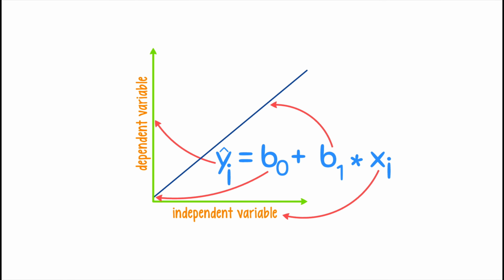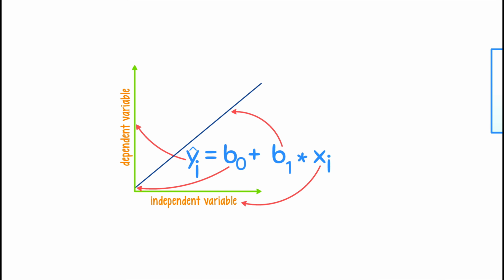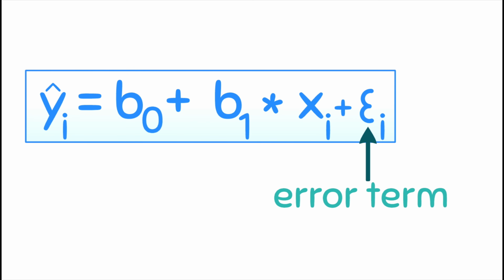The ŷi refers to the dependent variable. b0 refers to the intercept of the line with the y-axis. b1 indicates the slope of the line, and xi is the independent variable. Often, the equation is further expanded to include epsilon, which is the so-called error term. This term incorporates the estimation errors, that is, the deviations of the observed data from the line, into the equation.